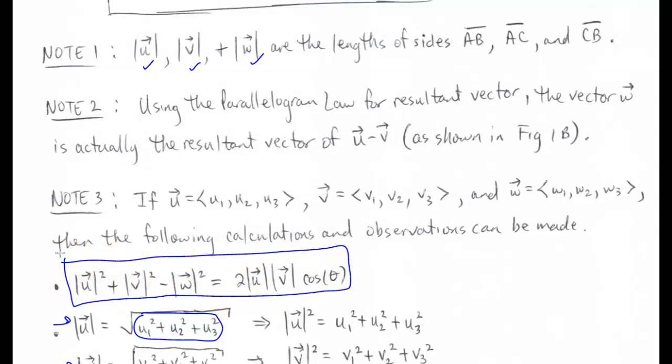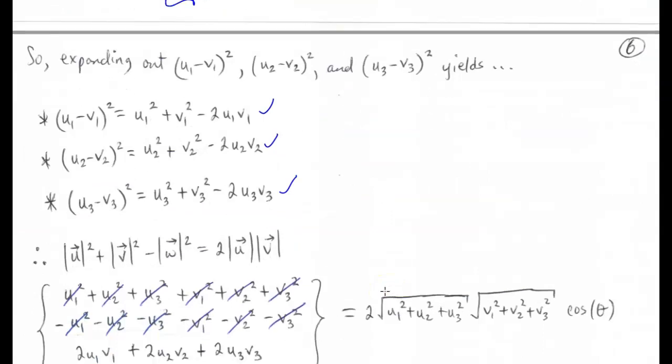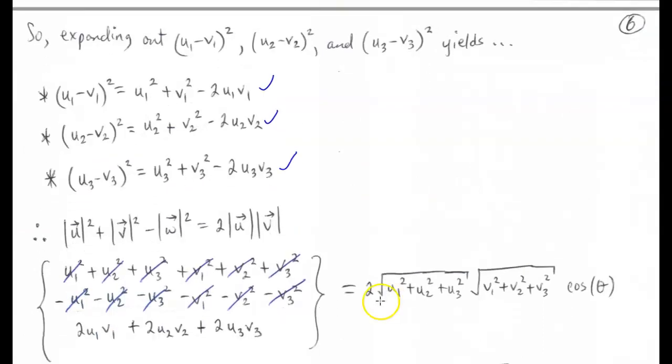Now that we know what the magnitudes of u, v, and w squared actually look like, we can plug this into our equation here and try to simplify. If I do that, then we know that the magnitude of vector u squared is just going to be u1 squared plus u2 squared plus u3 squared. Same thing for the magnitude of v squared, which is these 3 terms. Now notice that this last term here is minus the magnitude of w squared.